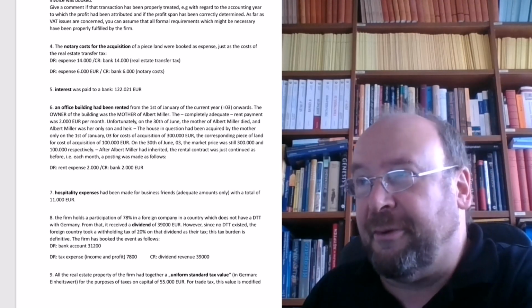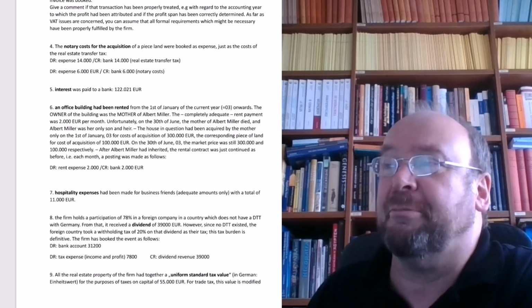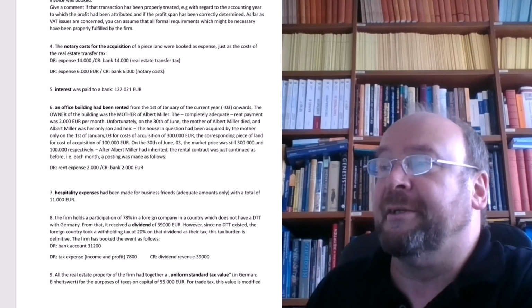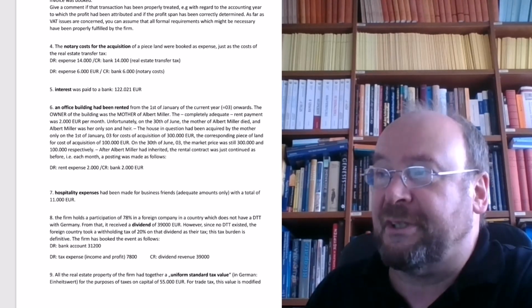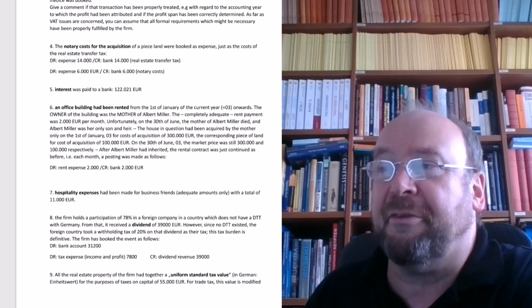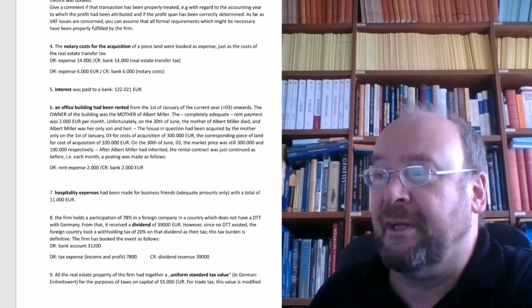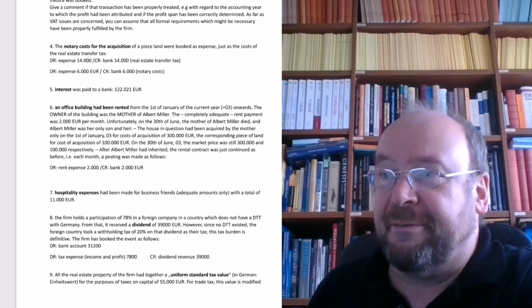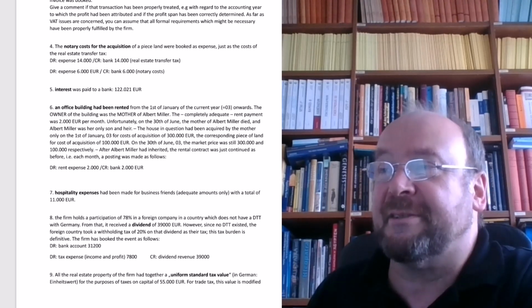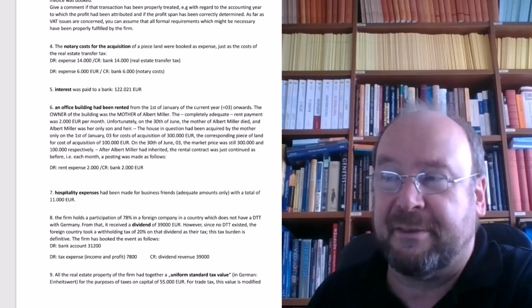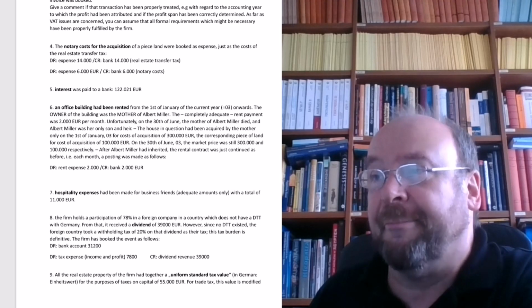Unfortunately, now on the 30th of June, the mother of Albert Miller died, and Albert was her only son and heir. And that house in question had been acquired by mother only on the 1st of January of the current year for cost of acquisition of 300,000. The corresponding piece of land for cost of acquisition of 100,000, and on the 30th of June '03, the market value was still 300,000 and 100,000 respectively.